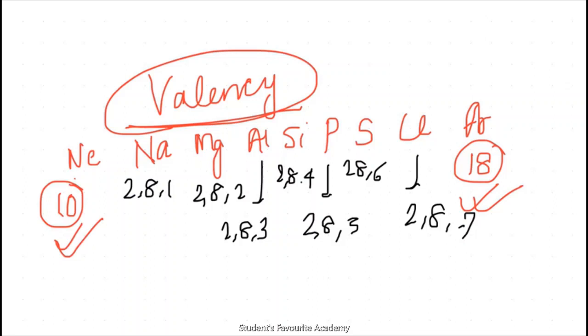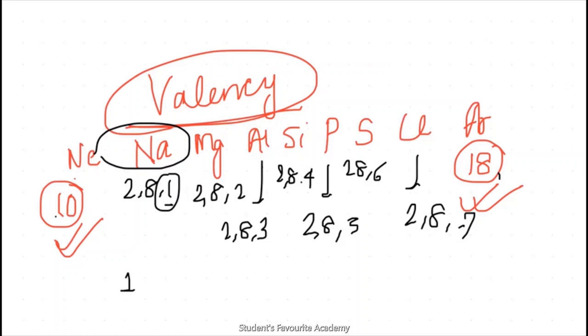So what happens here, children, if you see that Na, Mg and Al, they want to attain noble gas configuration. So there are two ways, children: either it can go to neon or else it can go to argon. So whichever is easier for them. For sodium, it is very easy to lose 1 electron and go to neon rather than gain 7 electrons and go to argon. So that is why its valency is only equal to 1.